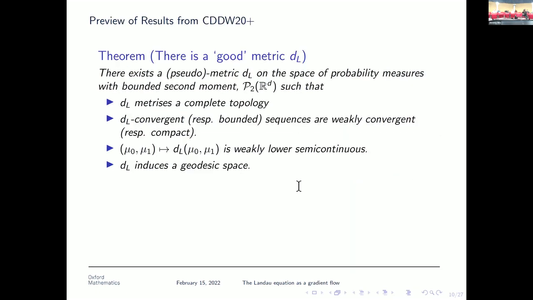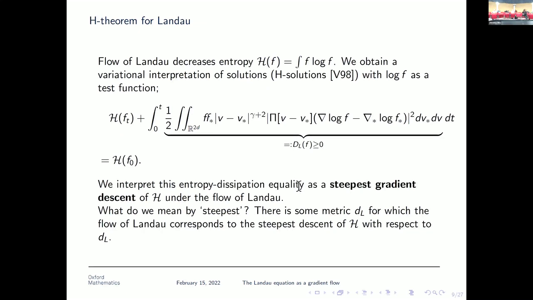By steepest descent, what I mean is I want to find some metric for which the flow of the Landau equation corresponds to the decrease of the Boltzmann entropy in the fastest way possible with respect to this metric d sub L.